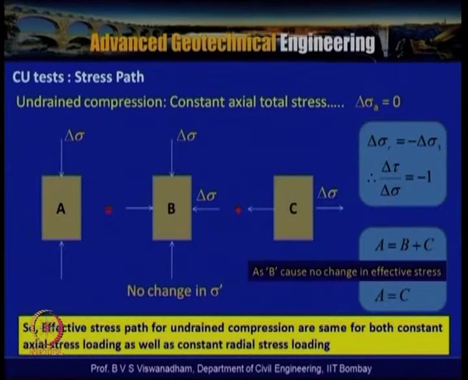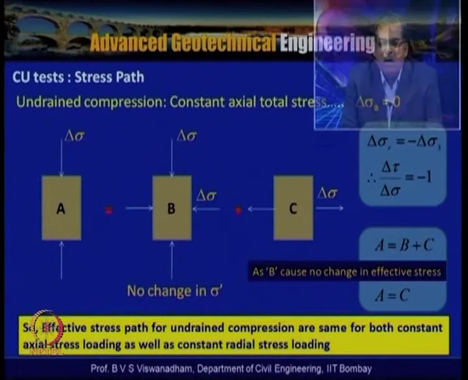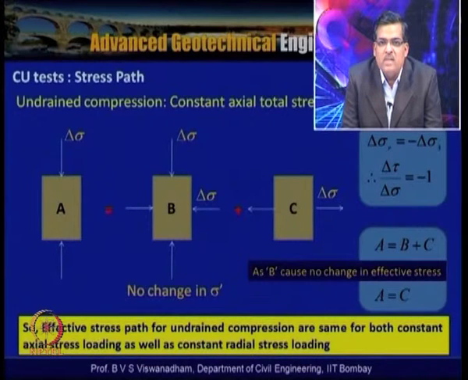So the effective stress path for undrained compression is the same for both constant axial stress loading as well as constant radial stress loading. So with this slide, what we are saying is that the effective stress paths for undrained compression are the same for both constant axial stress as well as constant radial stress loading.